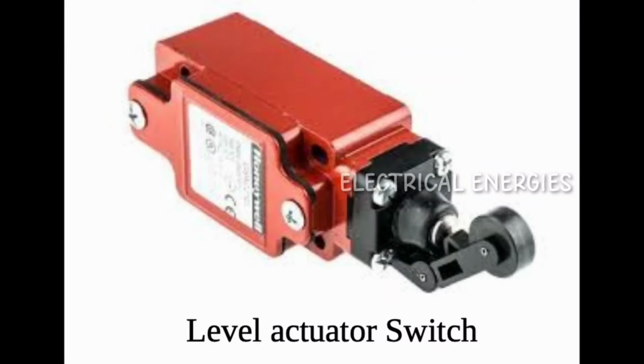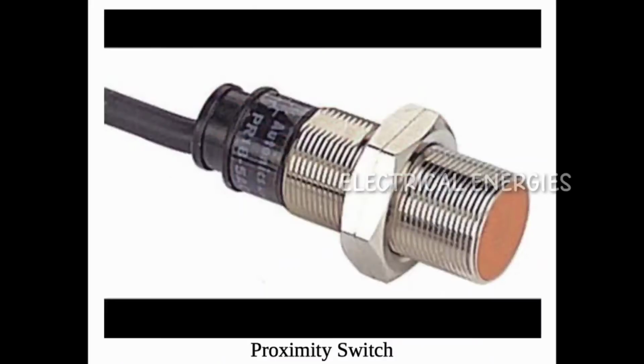Number 5. Lever actuator limit switch. These limit switches resemble rugged toggle or selector switches closely, and they come with a fitted lever that is in turn pushed by a machine part. Frequently, the lever is tipped with a small-sized roller bearing, so that it may not get worn off with prolonged usage.